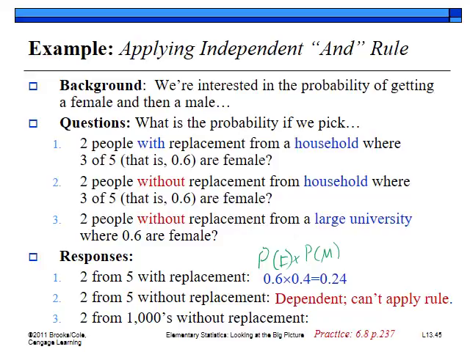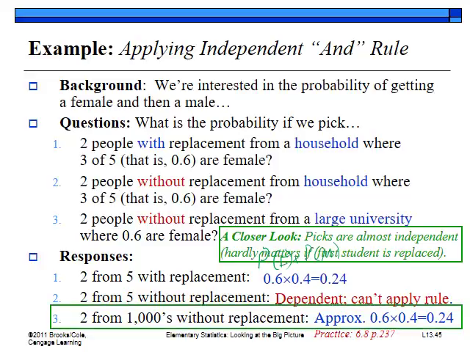So the probability of the first person being chosen as female is 0.6. The probability that the second person chosen is male is maybe not quite equal to 0.4, but it's going to be pretty close. So we can say that the probability is approximately 0.6 times 0.4, which is 0.24. We say that these picks are almost independent or approximately independent because the probabilities are roughly the same if the choices are made with replacement or without replacement.